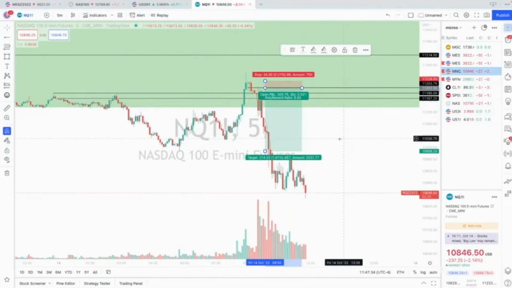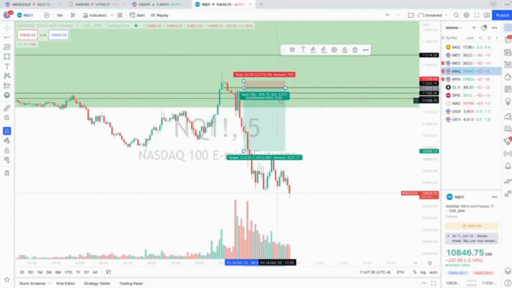So that's a 200-point move. Reward to risk ratio is almost 9 to 1. This right here, you take one of these a week and you can quit your job.